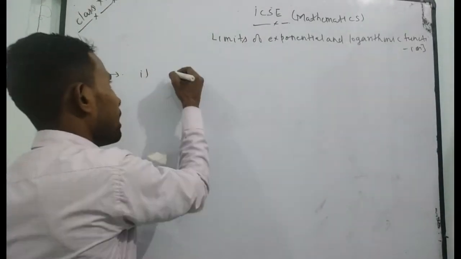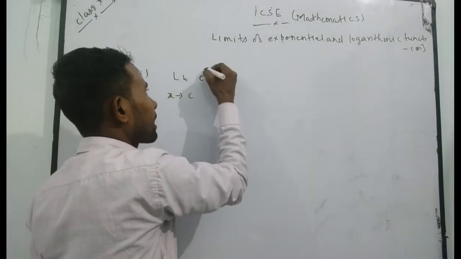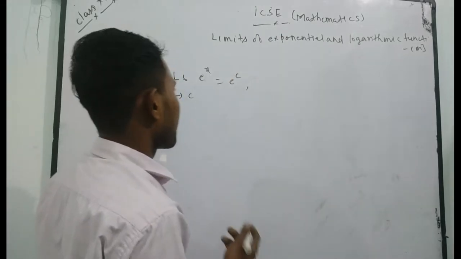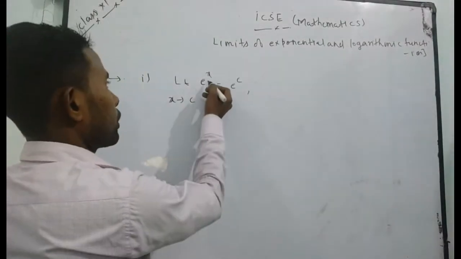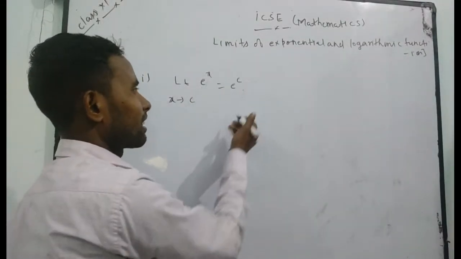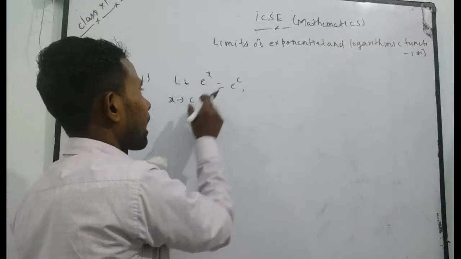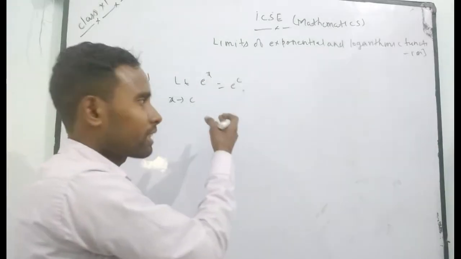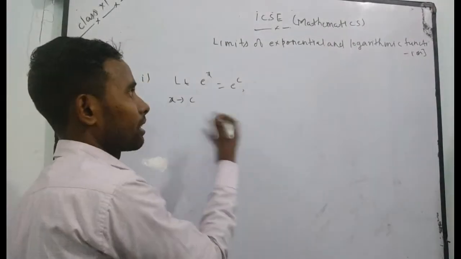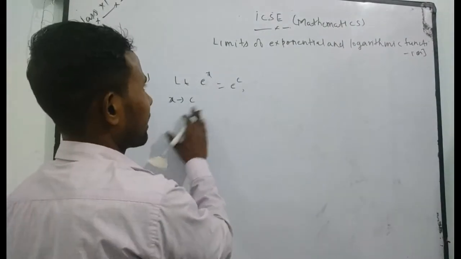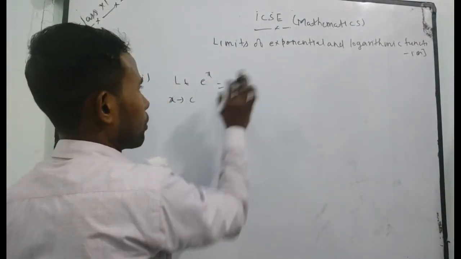First will be the limit as x tends to c of e to the power x is equal to e to the power c. This is simple. As I have already told you, if after putting x equal to c in the given function e to the power x you get some fixed number, then the limit exists and its limiting value will be the obtained value, that means e to the power c.